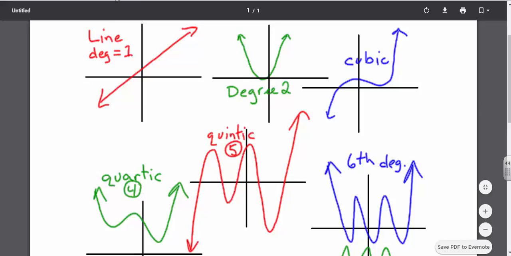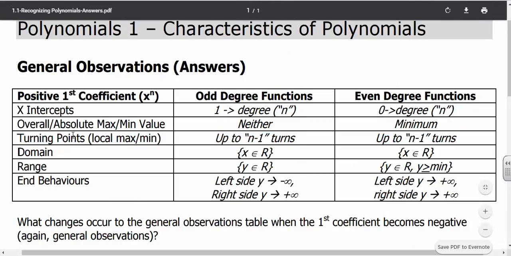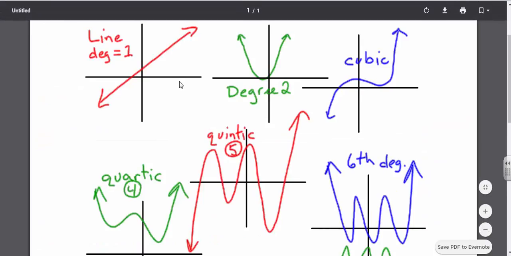That also means that, in sort of the wording again, turning points, local max min, the number of maximum or minimums I can have is 1 less as well. So with my exponent 2, I have 1 low point. With my exponent 3, I can have 1, 2 local maximums or minimums. With the quartic, I can have up to 1, 2, 3, and so on.